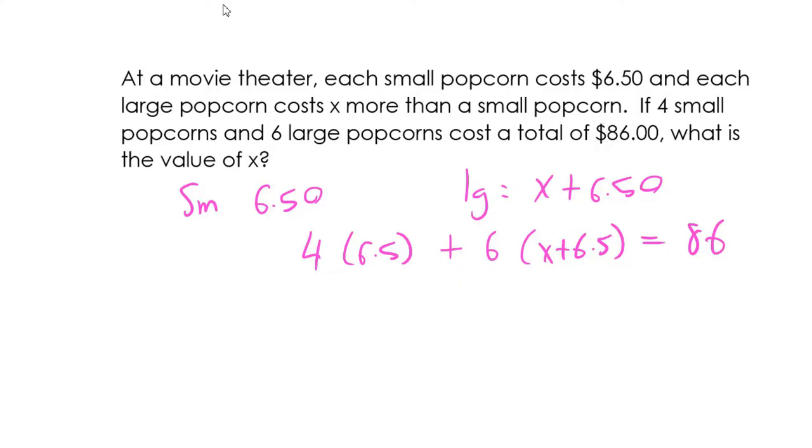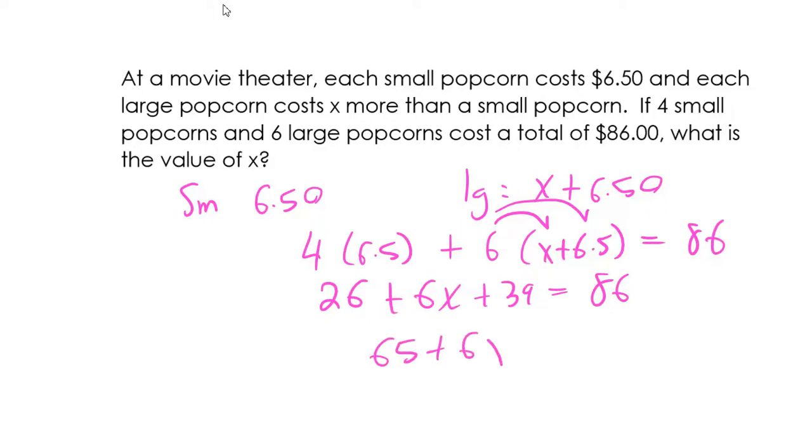4 times 6.5 is 26. And then we're distributing the 6 to the x, so 6x, and 6 times 6.5, which is 39, and that equals 86. Now we're combining that 26 and the 39, and that'll give us 65 plus the 6x is 86.